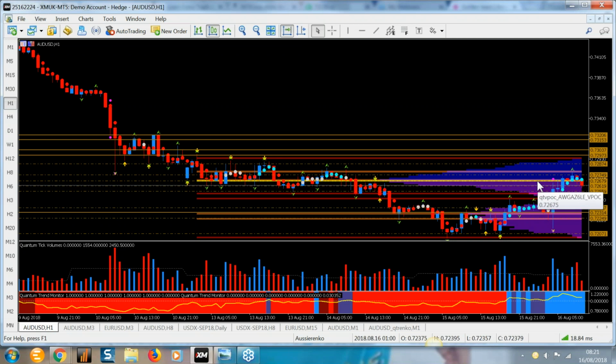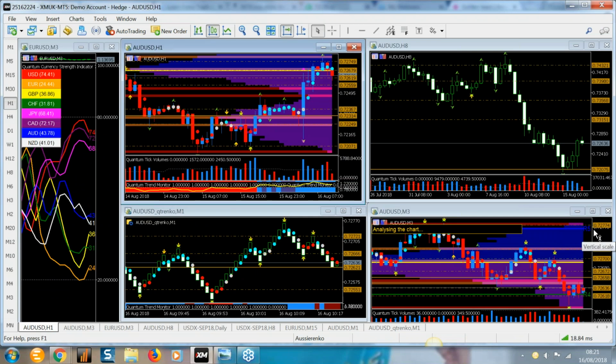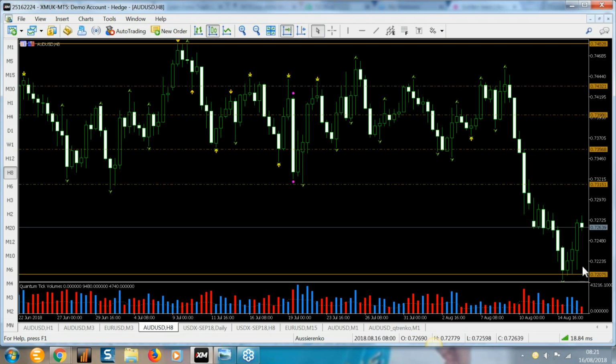So the price is acting in the same region with this particular support and resistance indicator. But this support and resistance indicator, the VPOC, also has the element of volume in its algorithm. And with the indicators, I've got the 8-hour chart as well, which is the 3 sessions.